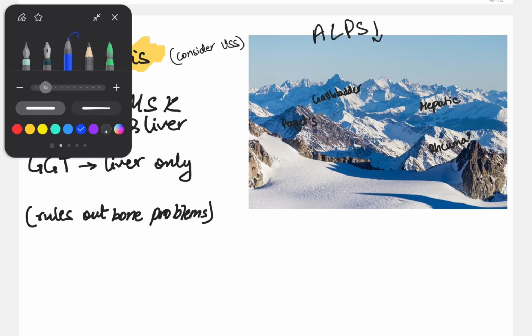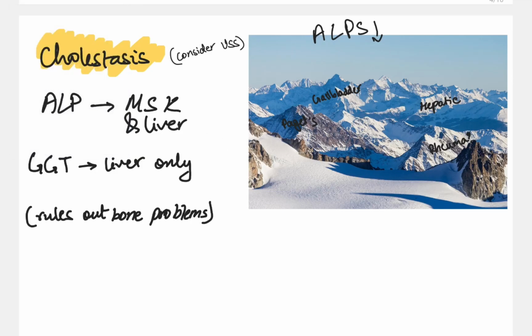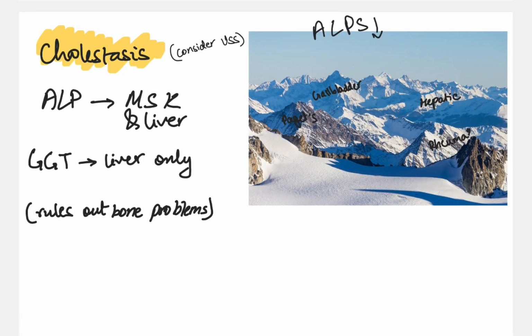So GGT is specific to the liver and the liver only. So it helps us rule out if this is a hepatic cause or if this is a cause for other parts of the body. So that's why I've written that it can help rule out bone problems as well.